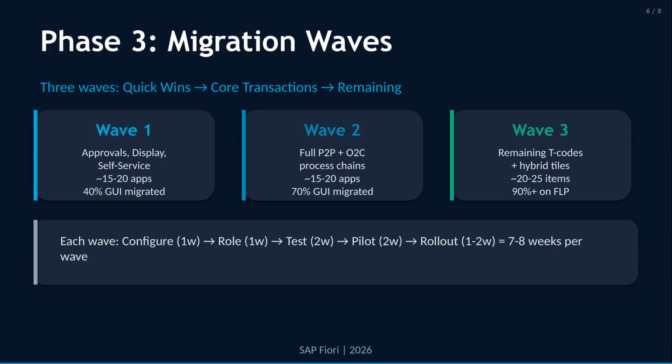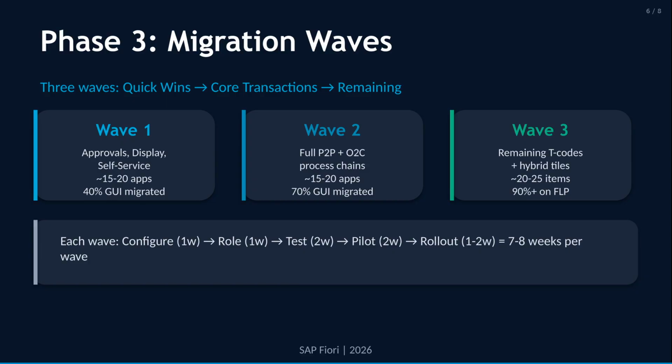Wave 2 tackles core transactional work within one business process, like the full procure-to-pay cycle, purchase requisitions, purchase orders, goods receipts, and invoice verification. This wave requires more testing because the apps interact with each other. Wave 3 addresses remaining transactions and advanced scenarios. Some will migrate to native Fiori apps, others will run as hybrid GUI in Fiori tiles.